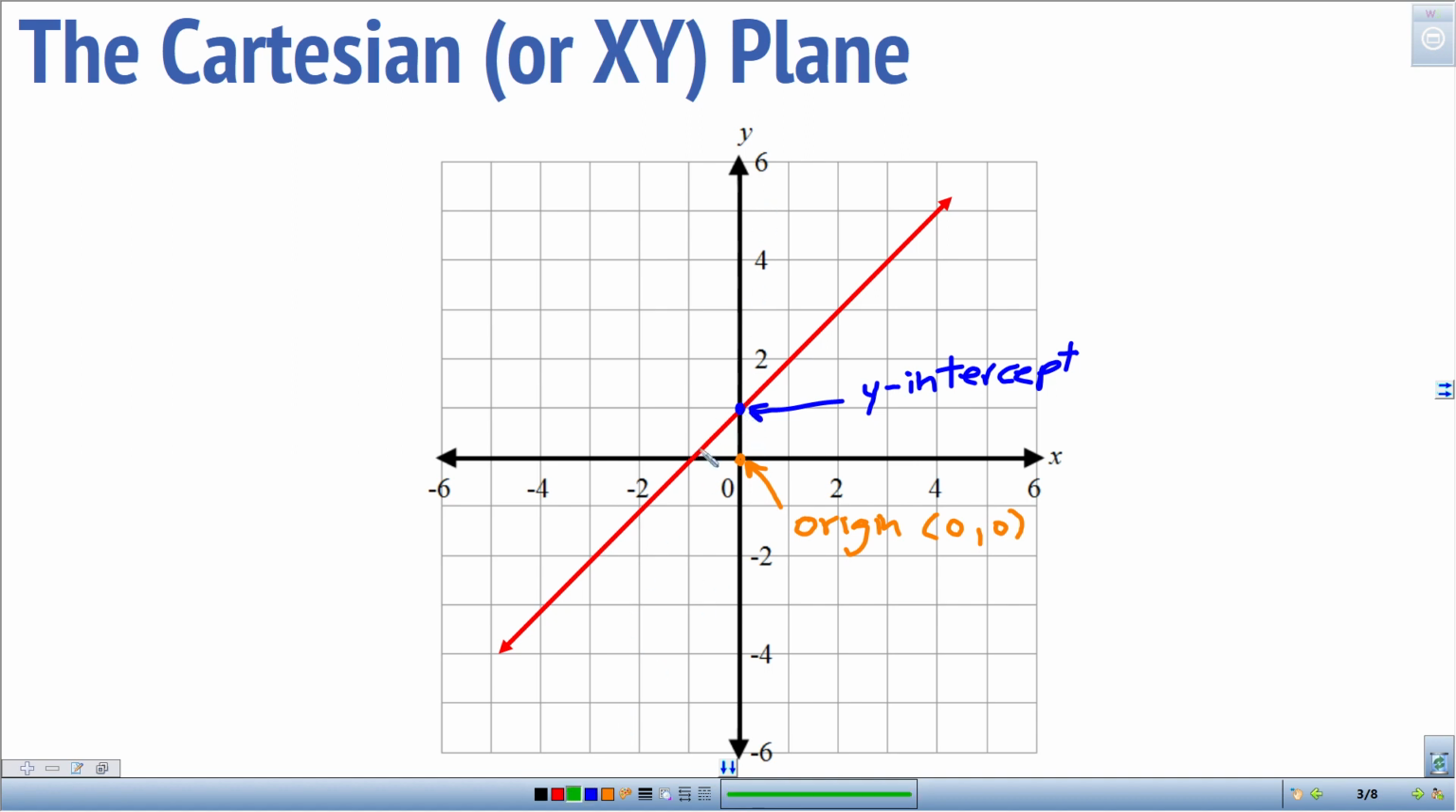This point over here, where the line crosses the x-axis, well, that's called the x-intercept. So those are going to be important points that we need to know, and the terms that need to be known as we're playing more with the Cartesian plane.